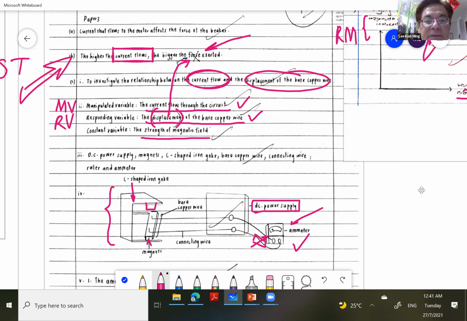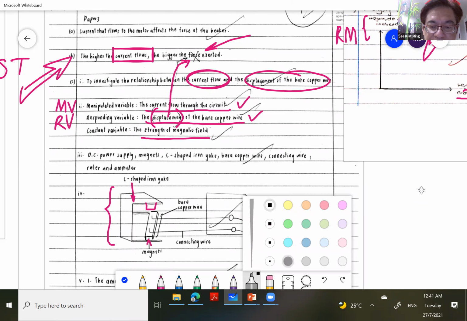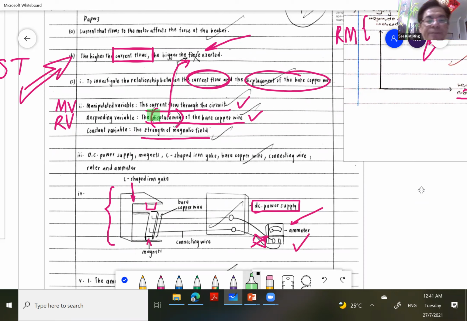the bigger, okay, the displacement. All right, the bigger the what? Displacement. Okay, the bigger the displacement. Use back this word. All right, the bigger the displacement of the bare copper wire. All right, so look at the inference. The current that flows through the motor affects the force of the beater that spins.